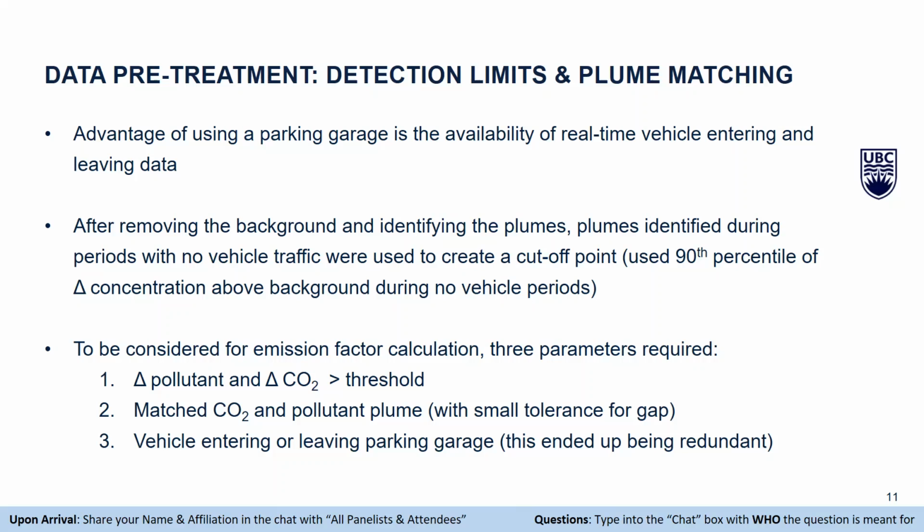One was that ΔP and ΔCO2 had to exceed that threshold from the no vehicle period. There then also had to be a matched CO2 and pollutant plume with a bit of tolerance for a gap in the start and end points of those plumes.